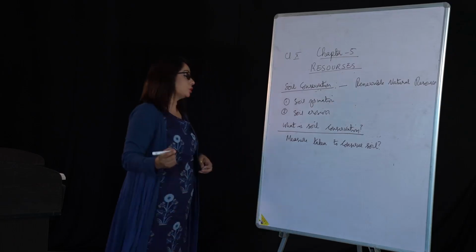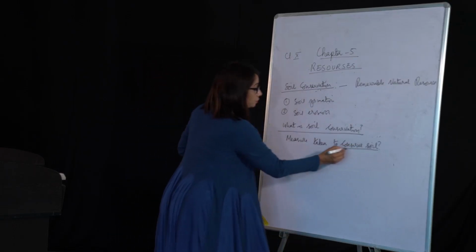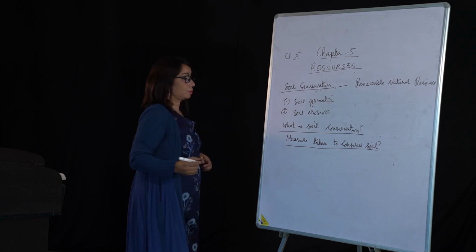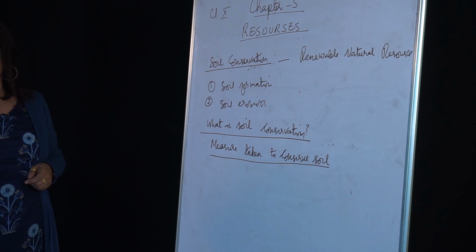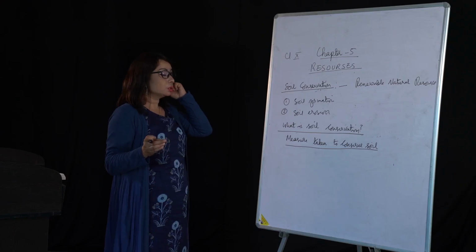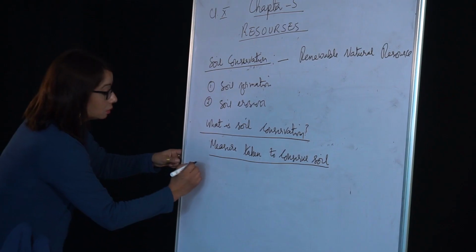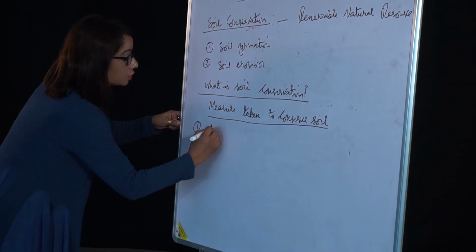Measures taken to conserve soil. Which are those measures which are taken or which can be taken to conserve soil? Number one is afforestation.